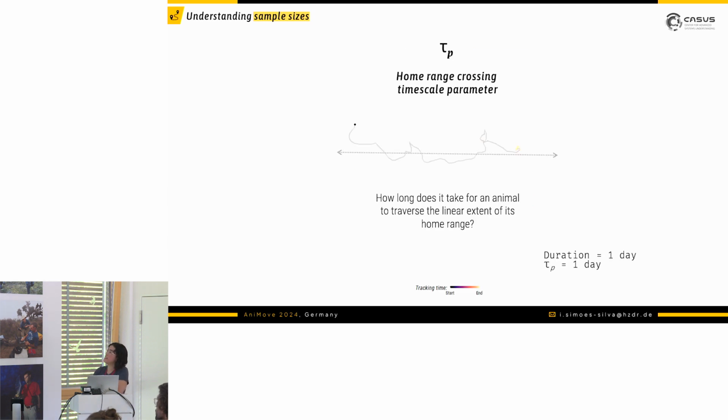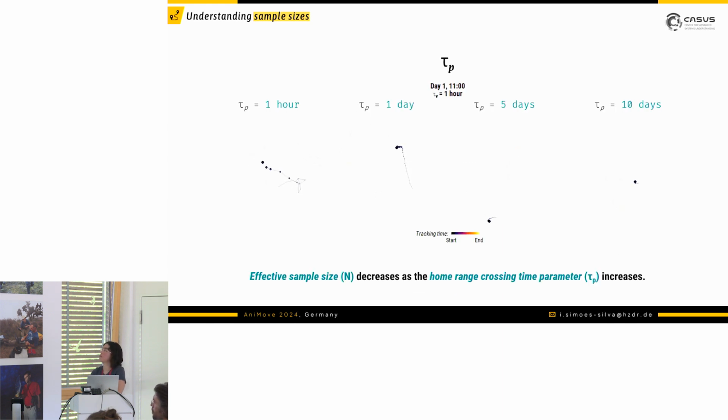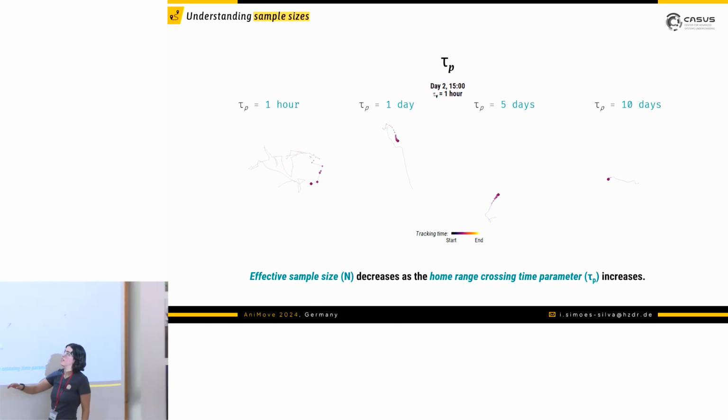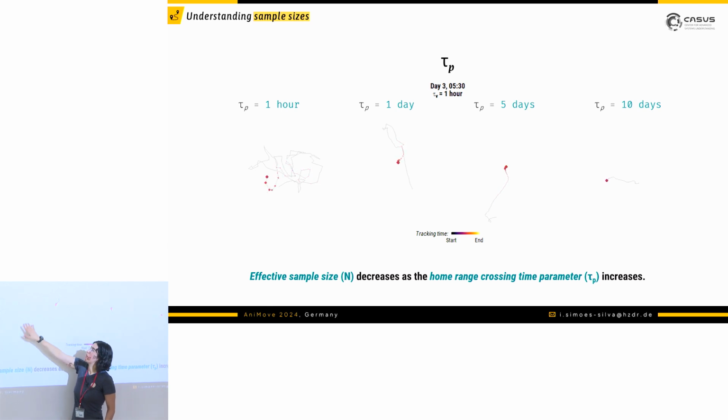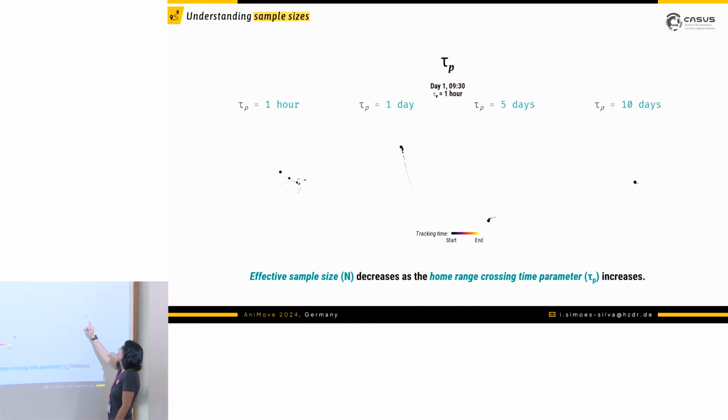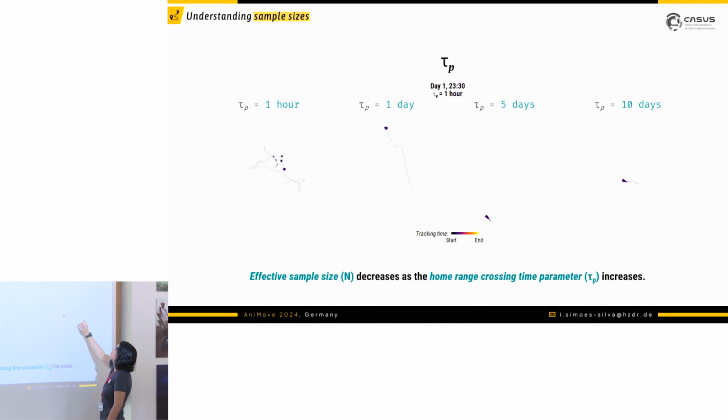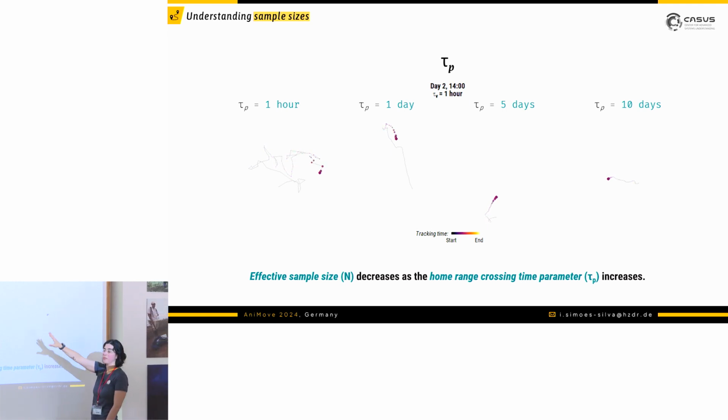And just to have a better idea, it's essentially how long it takes for an animal to traverse the linear extent of its home range, right? And that's the home range crossing time scale parameter. So as this value decreases, the animal, as you can see, starts very quickly covering its home range area. It's just very quickly going over. And this is why you get higher effective sample sizes, because you get a lot of repetitions of that crossing time scale. And obviously, as this value increases, the animal is taking their sweet time across the home range and being slower. So the effective sample size will decrease from there to here.